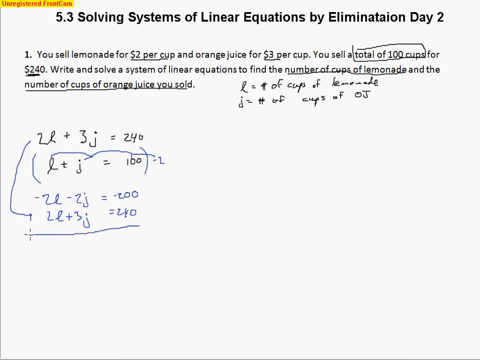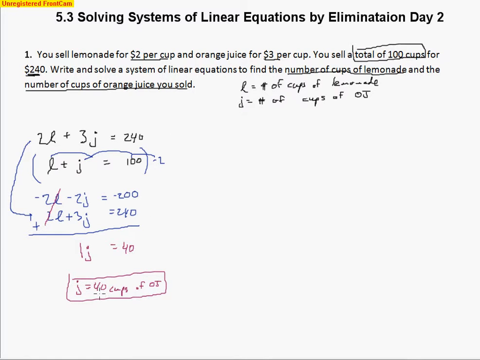So when you add these two equations together, we get a variable to cancel, and that's what we want to happen. You see the L's are going to cancel out, leaving me just with a J. So I have one J left over here, because 3 minus 2 makes 1. And then 240 minus 200 gives me 40. So there it is, J. The number of cups of orange juice is 40. 40 cups of OJ.